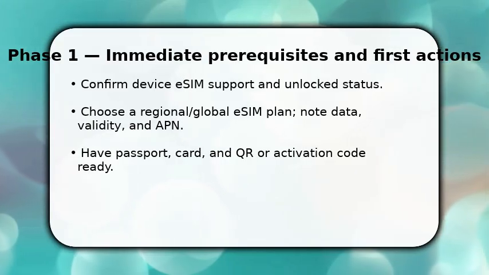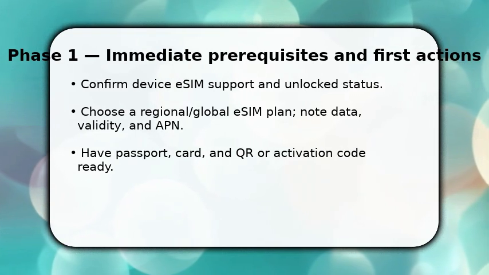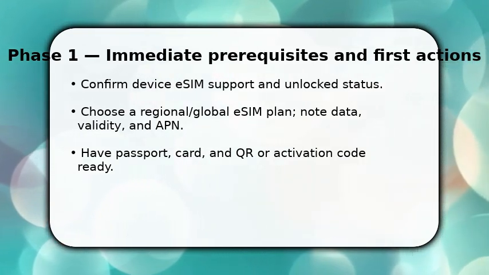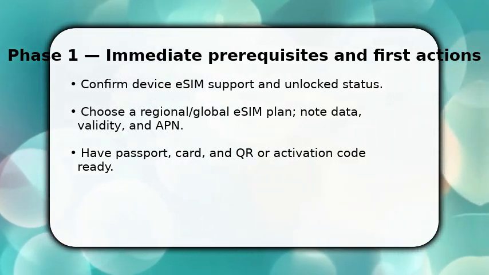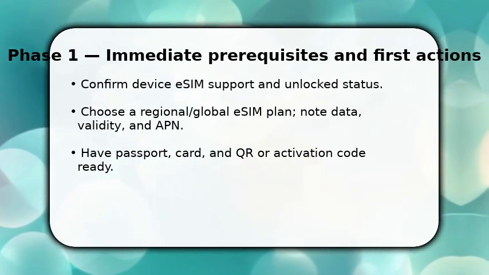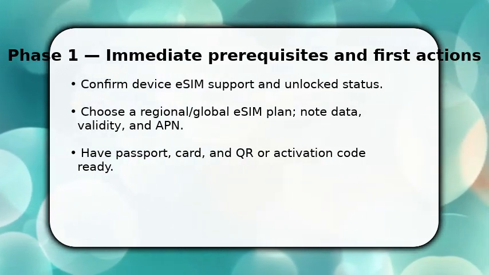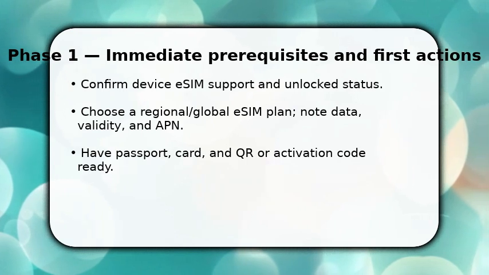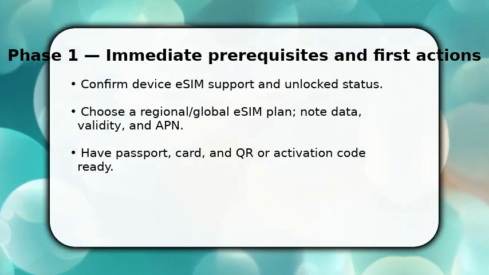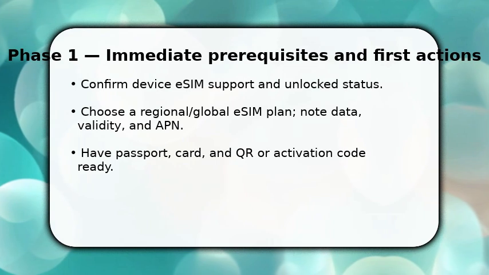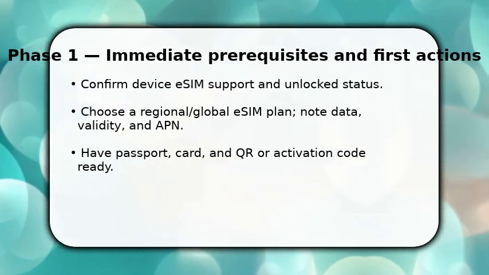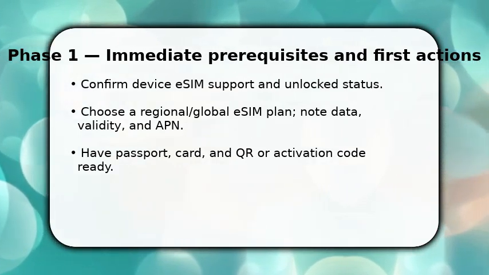You start by confirming your phone supports eSIM and is unlocked. This avoids carrier locks later. Once done, pick a plan that matches countries and data needs, regional for multiple nearby nations or global for broader travel. Make sure to have payment details, your passport info if required, and the QR or activation code saved.